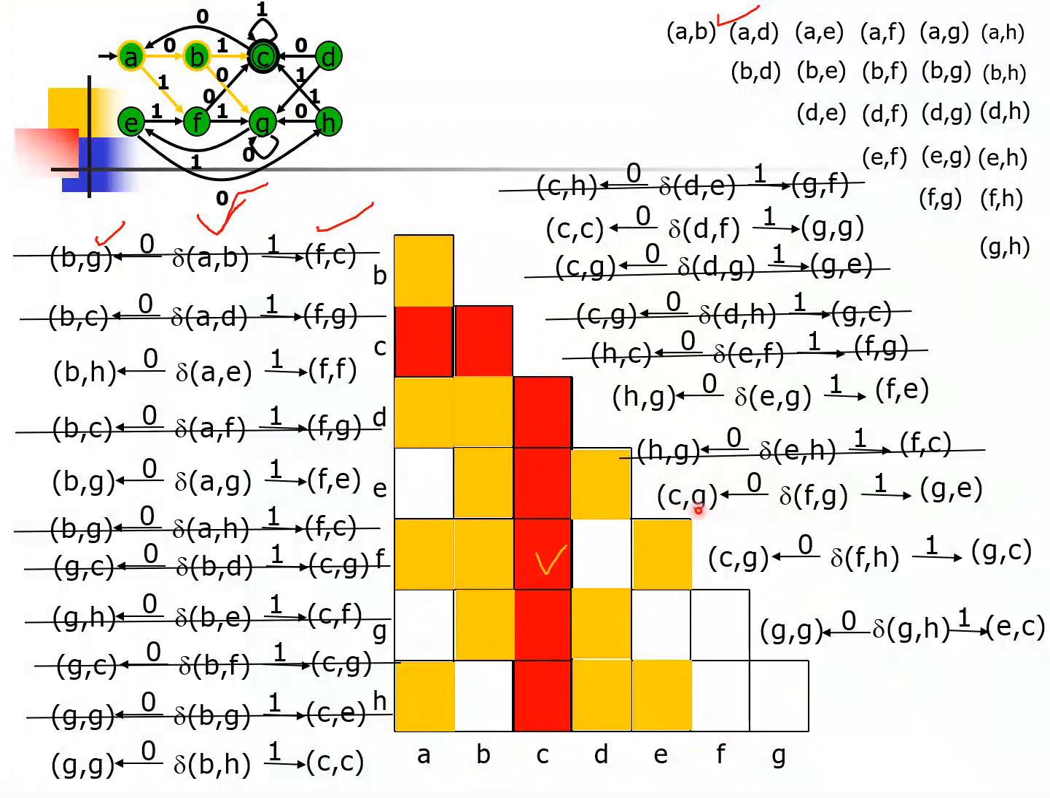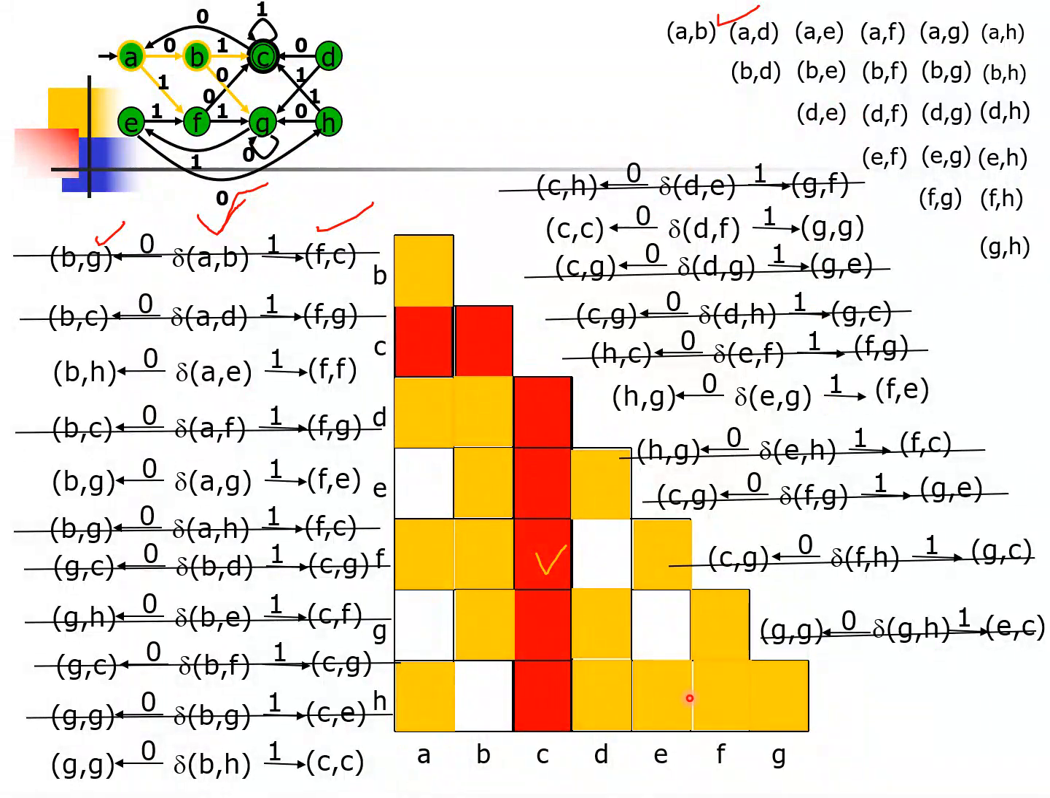Then we move on to the next pair of states, FG. Its resultant pair of states is already marked by red color. Then I have to mark FG. Then GC is already marked. Then FH is also marked. Then EC is already marked by red color. Then you have to mark GH. GH also mark.